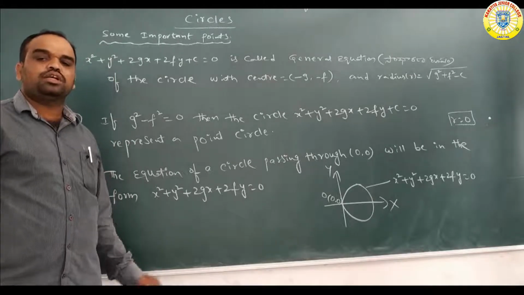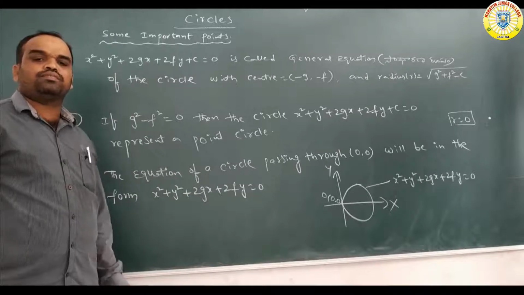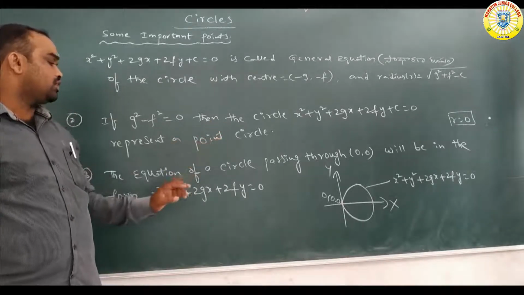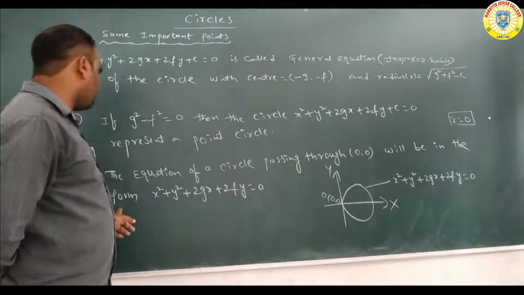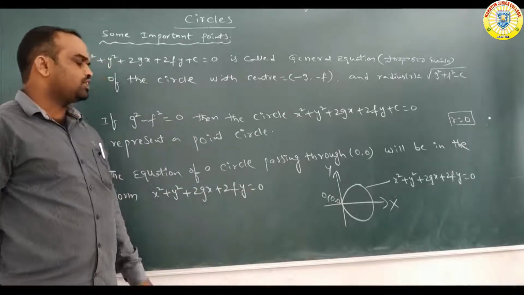Understand? 0, 0 means origin, a circle passing through the origin, 0, 0 nothing but origin will be in the form x square plus y square plus 2gx plus 2fy is equal to 0.